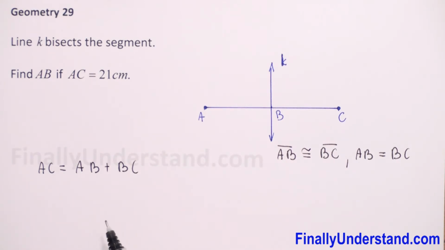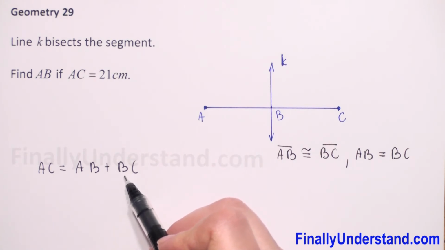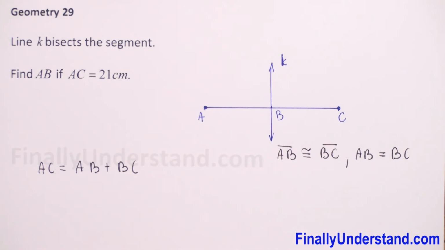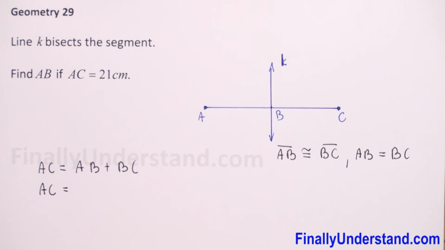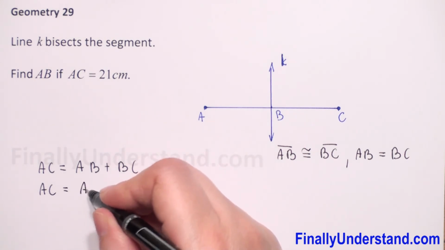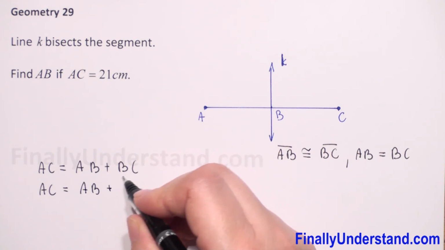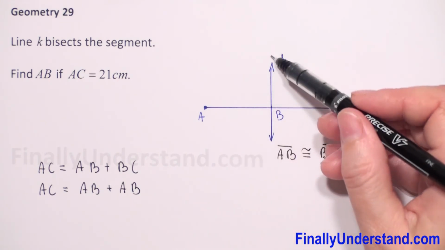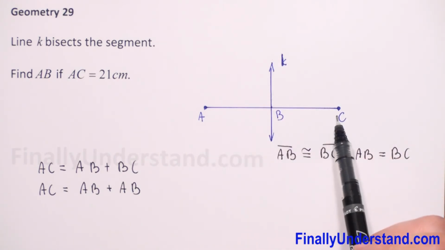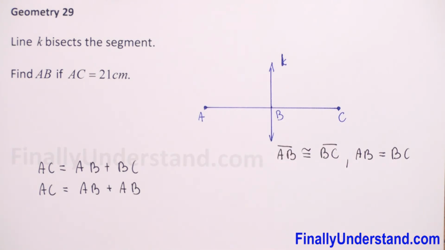What else we know? We know that AB is equal to BC. So we can substitute BC by AB. Why do I substitute BC by AB? Because we have to find AB. So we don't need BC in this equation. So we have AC is equal to AB, I copy, and this BC I substitute by AB, because this line divides this segment into two equal segments.